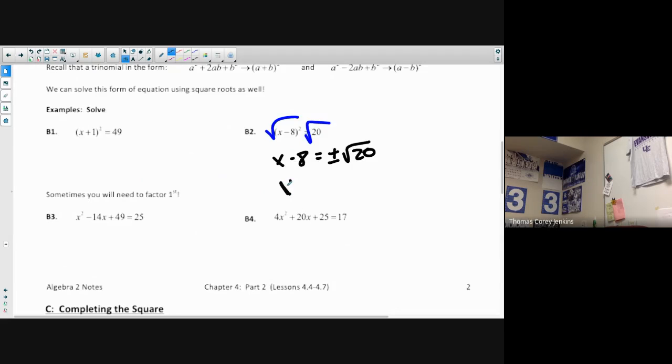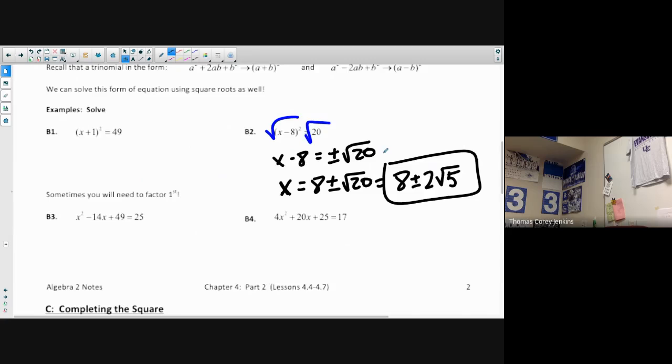gives me x equals 8 plus or minus the square root of 20. And then you want to try to simplify that as best you can. So the square root of 20 is going to simplify to 2 square roots of 5. So final answer, let's just put an equal sign there. X is equal to 8 plus or minus 2 square roots of 5.